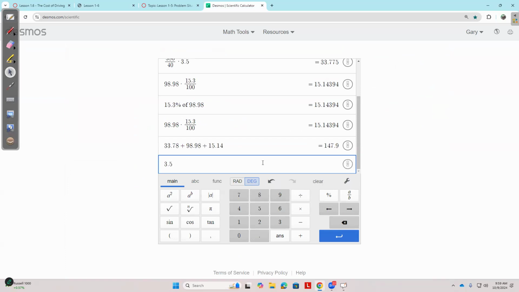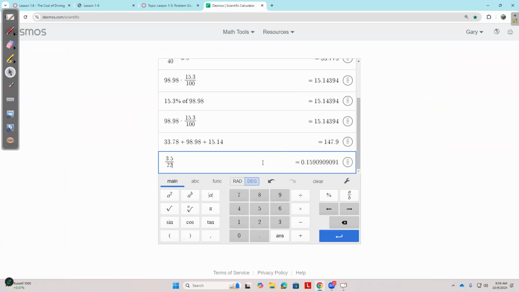$3.50 divided by 22 is 0.159, and so on. Now, this is dollars per mile, so technically I would say it's about 16 cents. Do those 0.9s matter? Well, yeah, when you use a pump, they keep track of a lot of decimals on that pump. So I'm going to use an extra decimal here. I'm going to keep track of the 9, the third decimal place, so I'm going to call it 0.159.